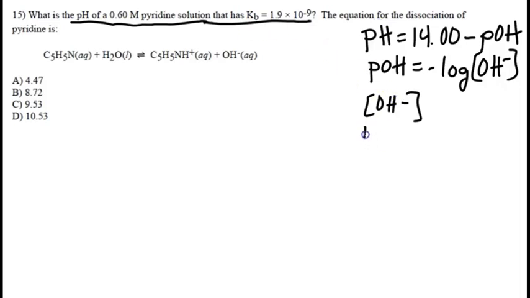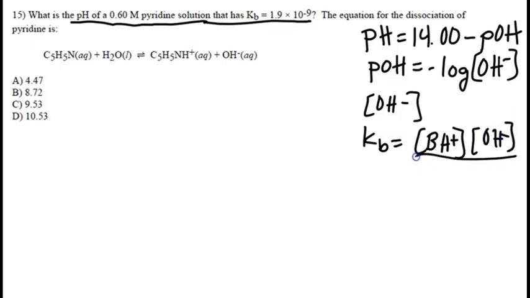Now they gave us a Kb value, so that means we're going to have the conjugate acid, okay? We're also going to have OH minus divided by the base, and that is the expression that we have for Kb. What else can we add here, folks? You can add as much information as you want as far as notes to approach this problem. It gives us the equation for the dissociation of pyridine already.